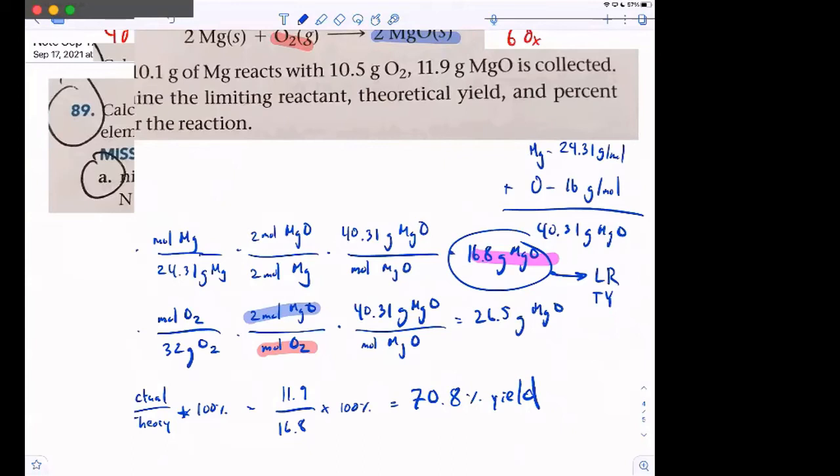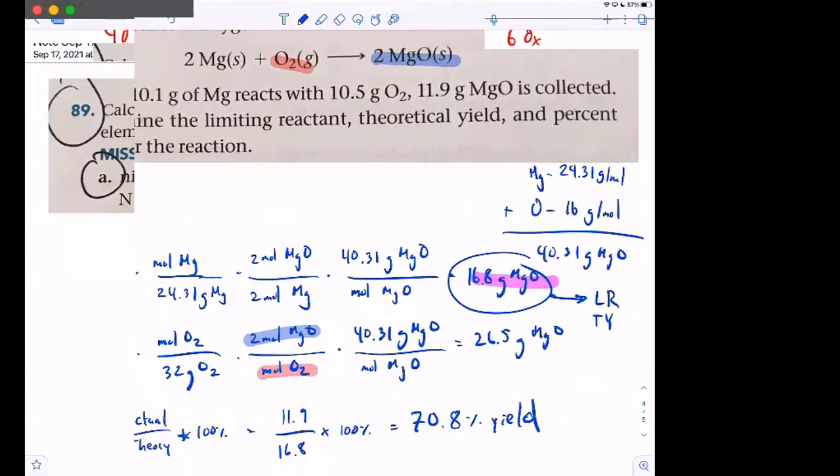Which actually, 70% yield for a chemical reaction is decent. It's a bit low for magnesium because if you've ever done this, it's fun. You burn magnesium. It's really, really bright. It actually kind of burns your eyes. You start seeing flashes, at least for my vision, I see red dots in my vision, like when you stare at the sun.